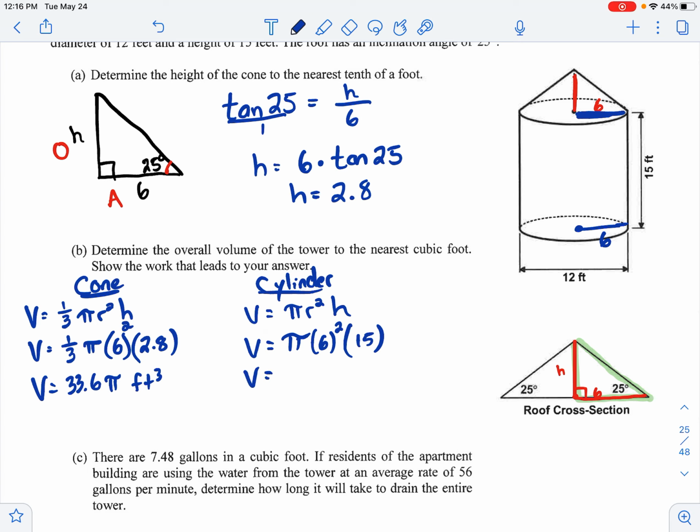Okay, let me do now the cylinder. Sorry about that. 36 times 15 is 540. So 540 pi. Okay, we want the volume of this whole thing. So we're going to go ahead and add 33.6 pi plus 540 pi. And we'll round to the nearest cubic foot. Okay. So when I round, that's 1802 feet cubed.